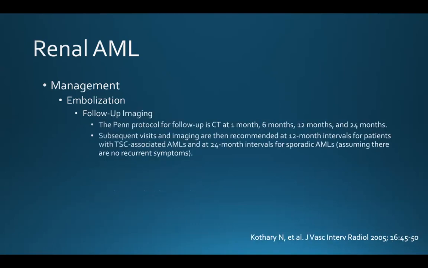In terms of follow-up imaging, CAT scans can be done roughly every 6 months for 2 years, and subsequent visits and imaging then depend on the etiology of the AML. We typically follow patients with TSC-associated AMLs at 12-month intervals, and we follow sporadic AMLs at 24-month intervals, assuming there are no recurrent symptoms.